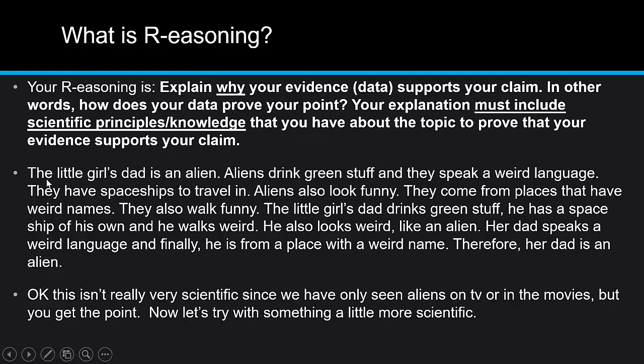So, our claim, the little girl's dad is an alien. Our evidence, aliens drink green stuff and they speak a weird language. They have spaceships to travel in. Aliens look funny. They come from places that have weird names. They also walk funny. This little girl's dad drinks green stuff. He has a spaceship of his own, and he walks weird. He also looks weird like an alien. Her dad speaks a weird language, and finally, he is from a place with a weird name. Therefore, her dad is an alien.